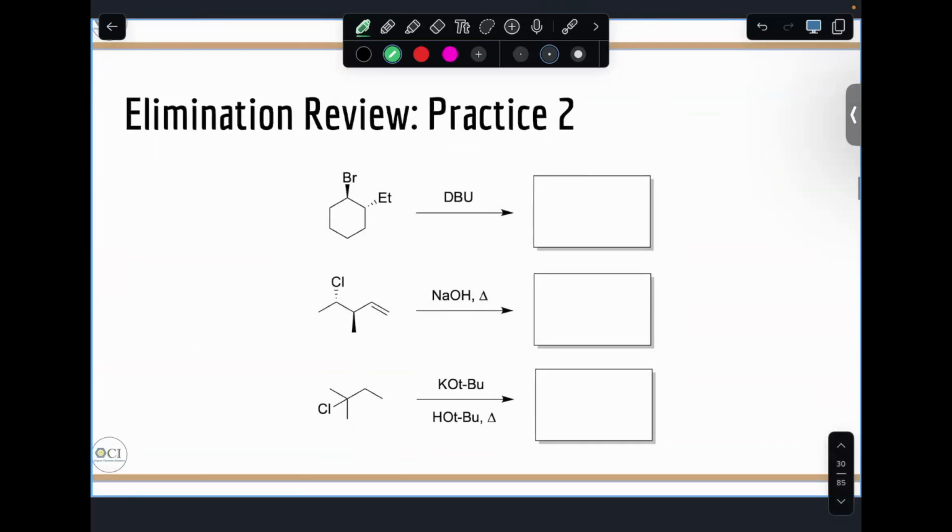Here we have some more practice. I'll give you all like 2 minutes to do this. Are we ready to move on? All right, let's do it. So DBU, big or small base? Small base, yes. So DBU does an E2 reaction. Do we think it's going to go towards the left side or the right side?